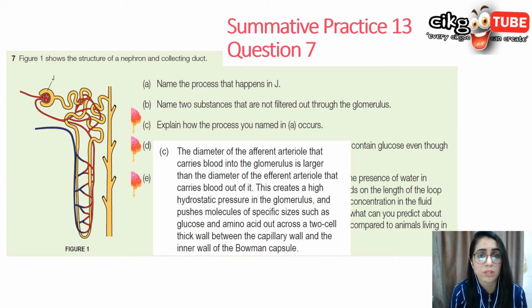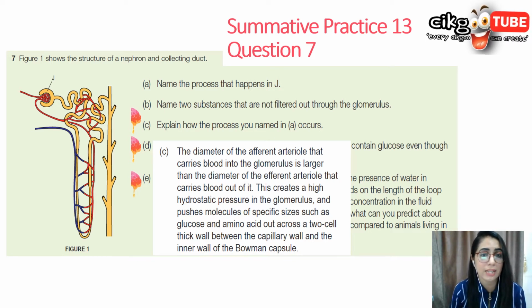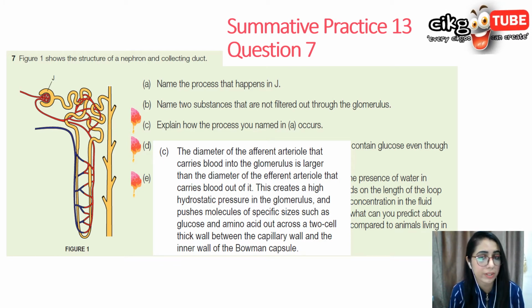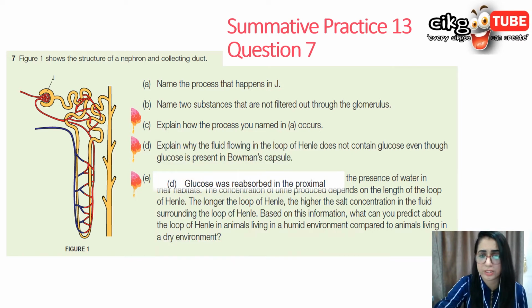Now, explain how the process you named in A occurs. The diameter of the afferent arteriole that carries blood into the glomerulus is larger than the diameter of the efferent arteriole that carries blood out. This creates a high hydrostatic pressure in the glomerulus and pushes molecules of specific sizes such as glucose and amino acids out across the two-cell-thick wall between the capillary wall and the inner wall of the Bowman's capsule. So basically, you're talking about ultrafiltration.